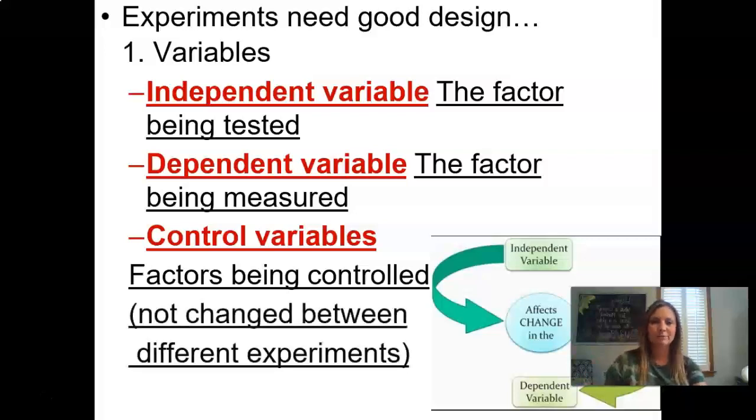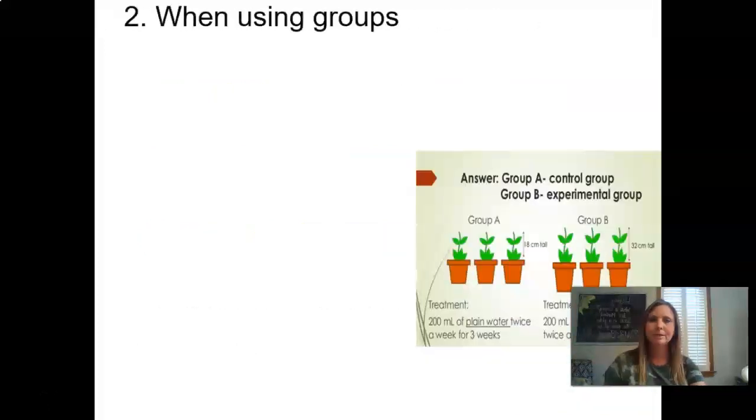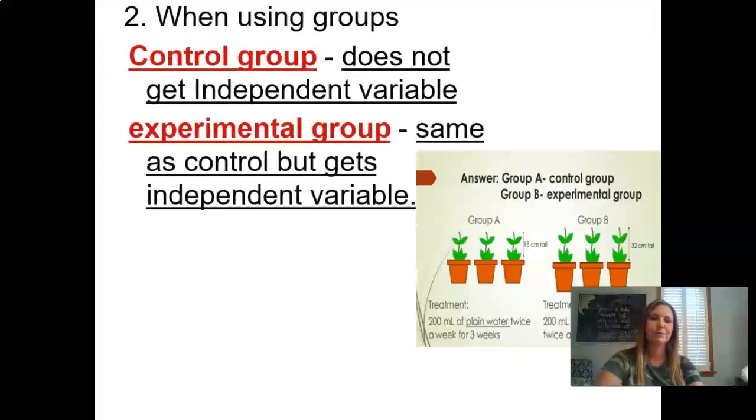And I forgot to put that. Factors being controlled: no change between the different experiments. So here we go. Here's our example of a control group.